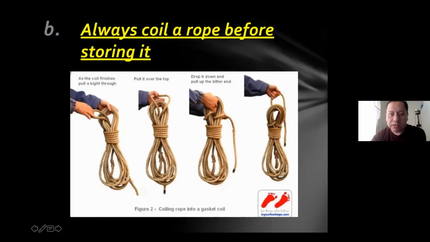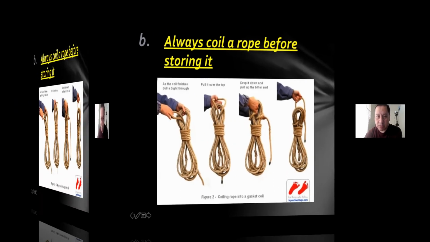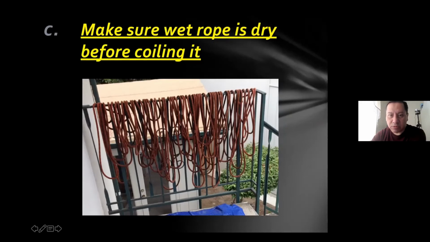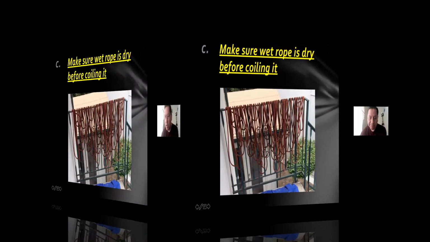So remember, always coil a rope before storing it. Now, before you coil a rope, you have to make sure that it's dry. Make sure that the rope is not wet. And that's the next point. Make sure wet rope is dry before coiling it. So how can you dry a rope? Well, you just lay it out in the sun, or where there's air flowing, so that it dries.